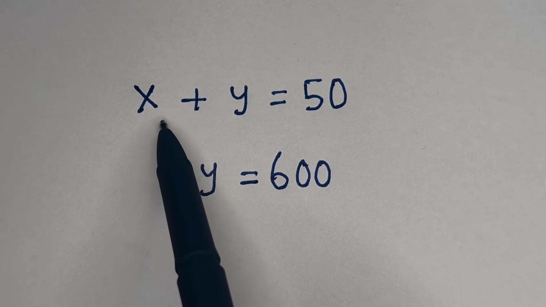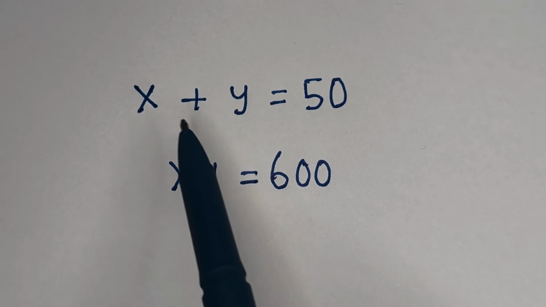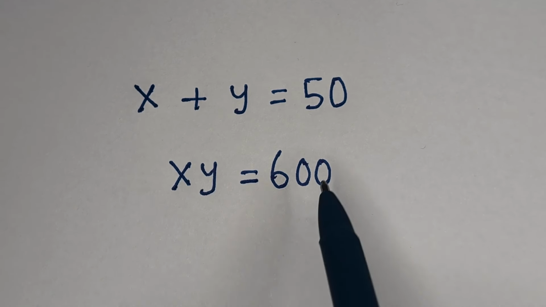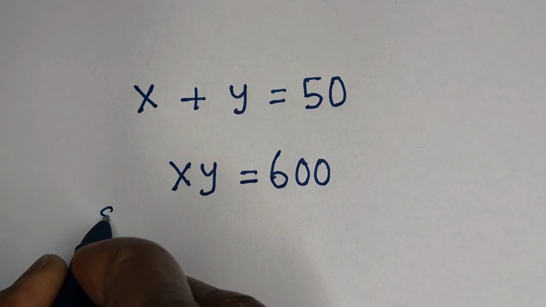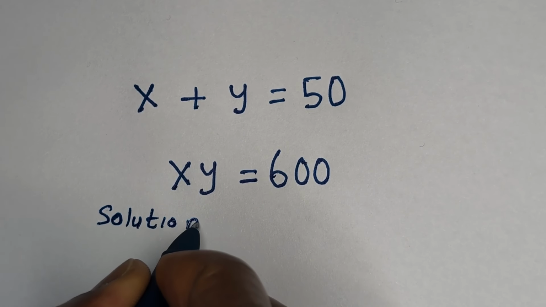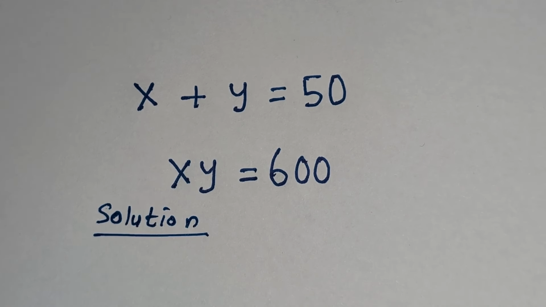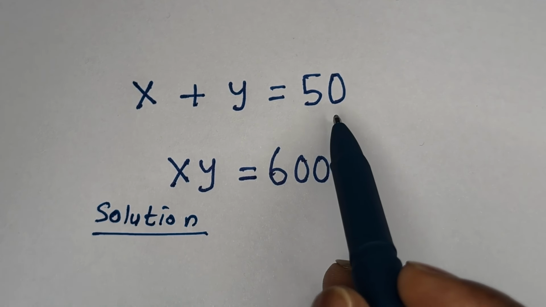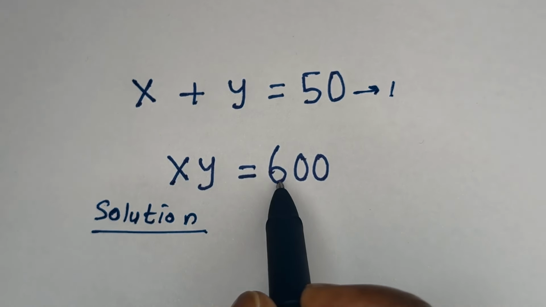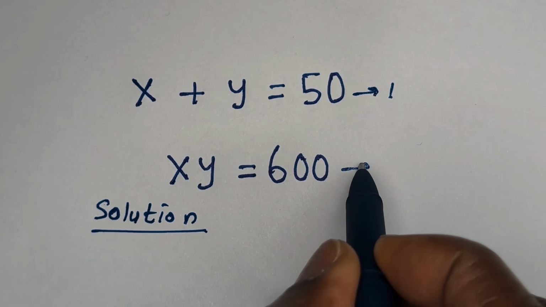Hello, how do we solve for x and y in this equation? x plus y is equal to 50, xy is equal to 600. Solution. Here, x plus y is equal to 50. Let us call this equation 1. xy is equal to 600. Let us call this equation 2.